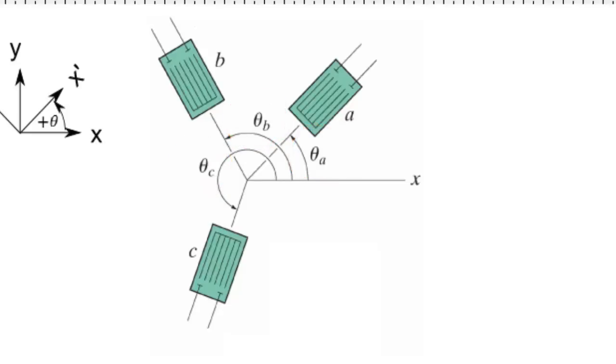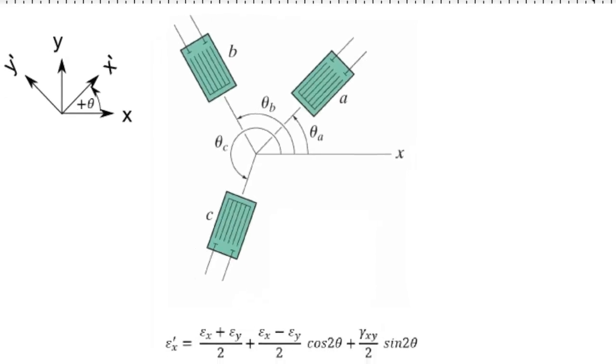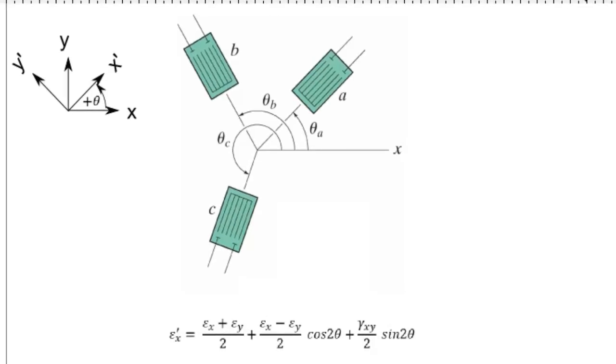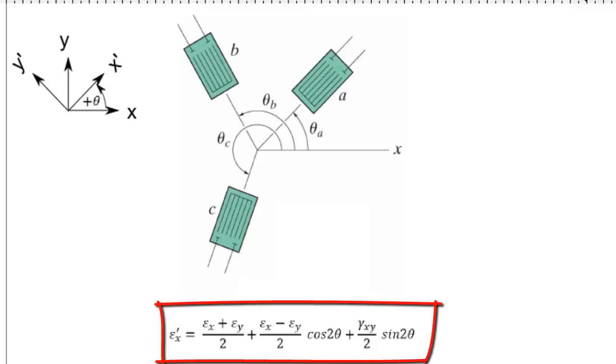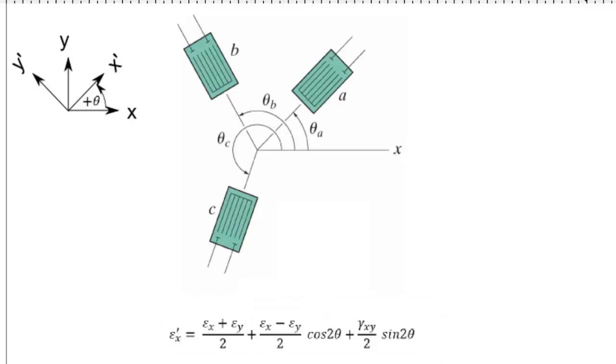By knowing the angle between each of the different strain gauges from the principal x-axis, as well as the strain measured in each of these gauges, we can utilize the first strain transformation equation to determine the state of strain and therefore the state of stress at the location that the strain gauge is mounted.